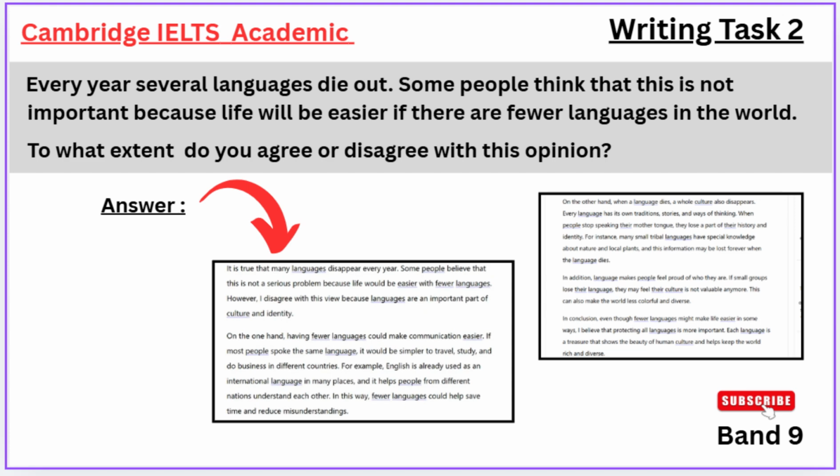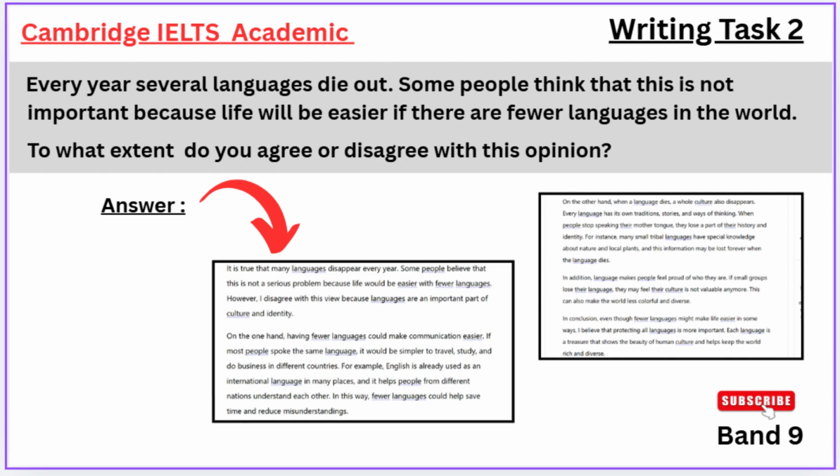So before writing, we must understand the topic carefully. The question says that many languages disappear every year. Some people think this is okay because fewer languages make communication easier. People can travel and work more easily, and the world becomes more connected. However, others believe losing languages is a big problem because language is connected to culture, identity, history, and traditions. In this essay, our opinion is, although fewer languages may make communication easier, protecting languages is more important because they preserve culture and diversity. Now let's learn the correct IELTS structure.